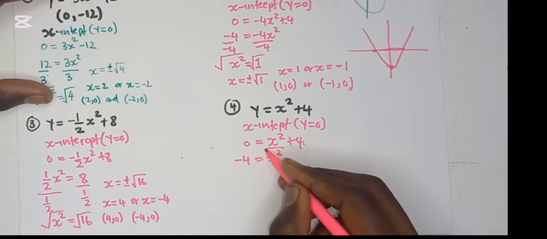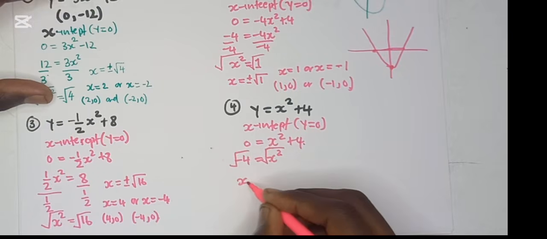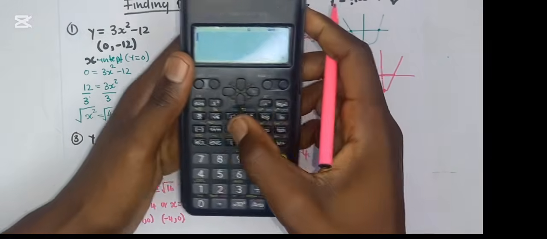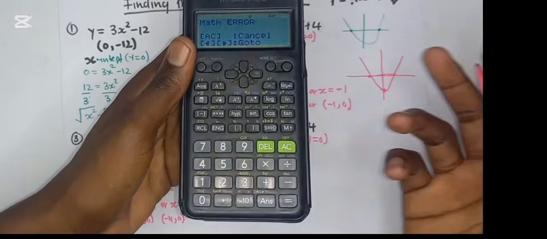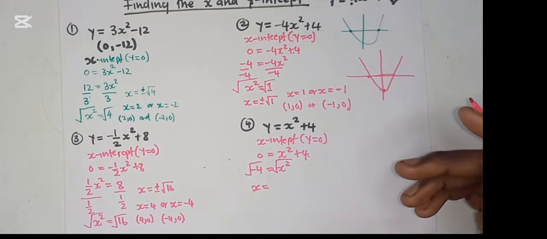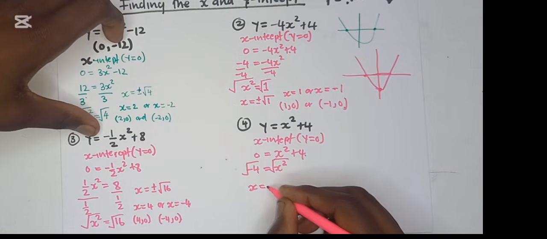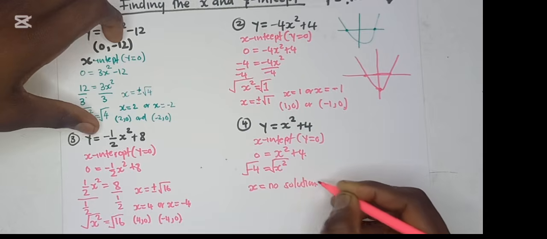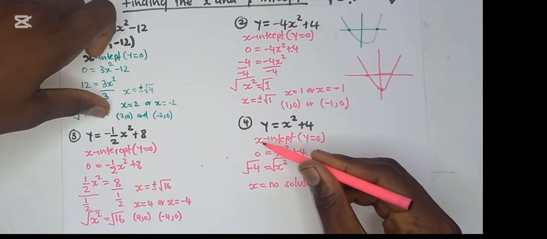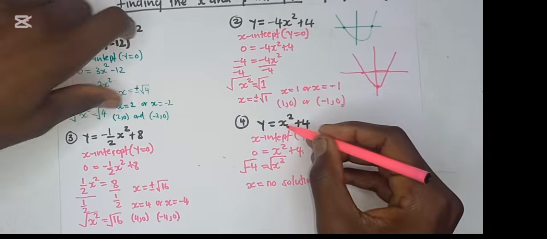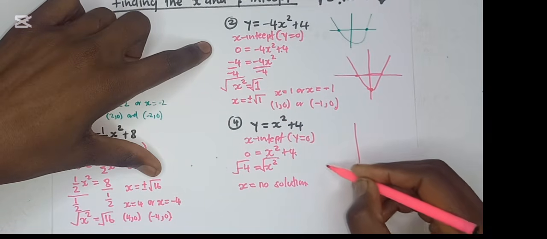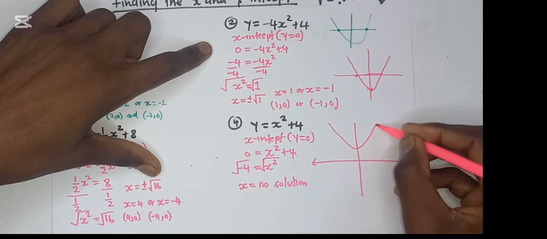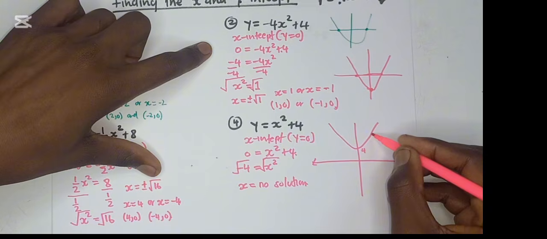So when you take the square root of both sides here, the square root of negative 4 is going to give you undefined. If you take your calculator and put in negative 4, you're going to get undefined. So what does this tell you? Whenever you get something like this, your answer is going to be no solution. Why does this one not have an x-intercept? This kind of graph does not touch the x-axis. It starts from here, where the 4 is. It does not have an x-intercept.